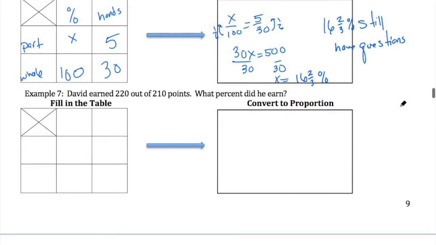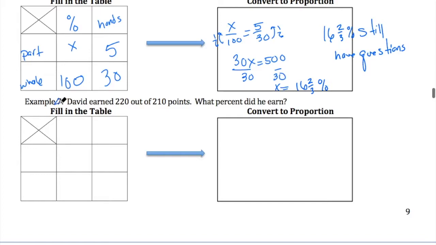Excellent. All right, let's look at the next example. Yeah, something happened with the numbers here. I think I cut some examples. So that is, of course, example 4. David earned 220 out of 210 points. What percent did he earn?